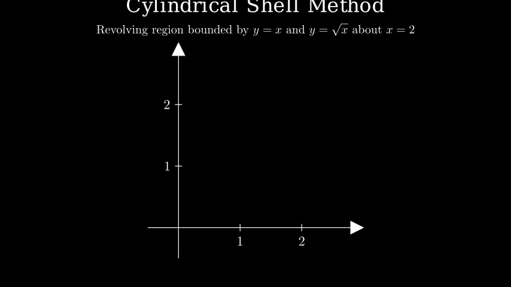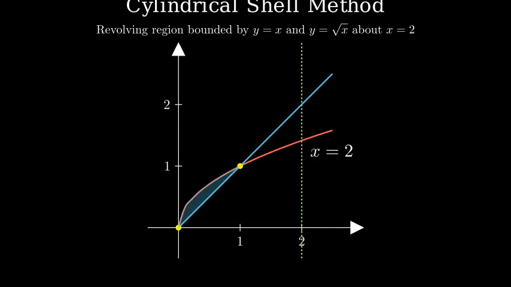First, we'll draw our coordinate axes. Now let's plot y equals x in blue and y equals square root of x in red. These curves intersect at x equals 0 and x equals 1. The region we're revolving is bounded by these two curves from x equals 0 to x equals 1. We'll be revolving this region around the line x equals 2, which is this vertical line here.